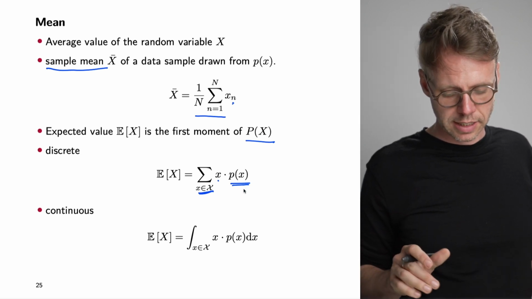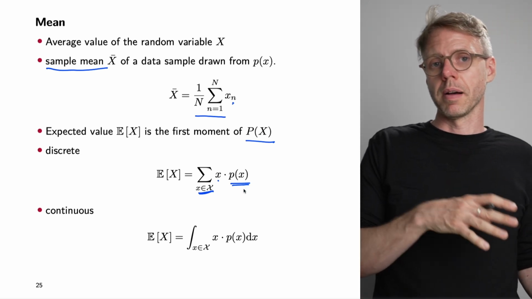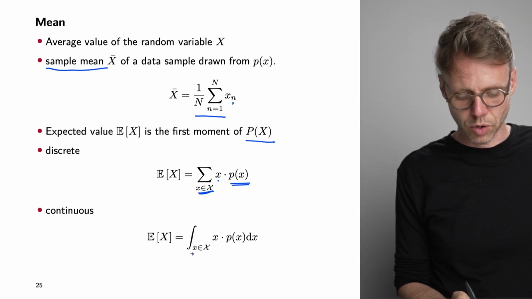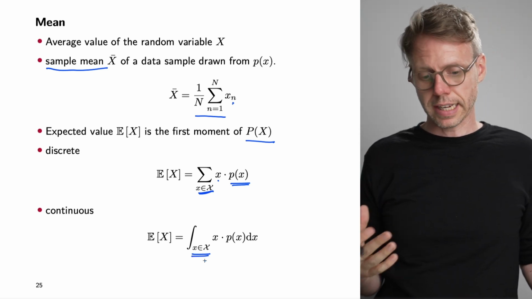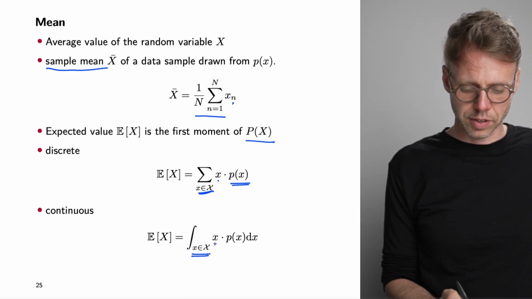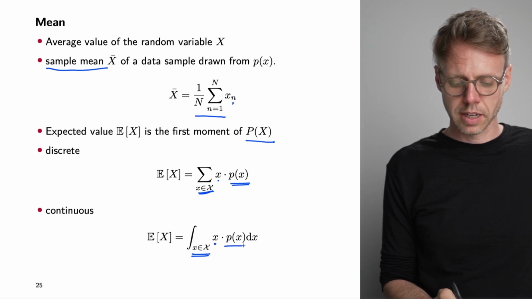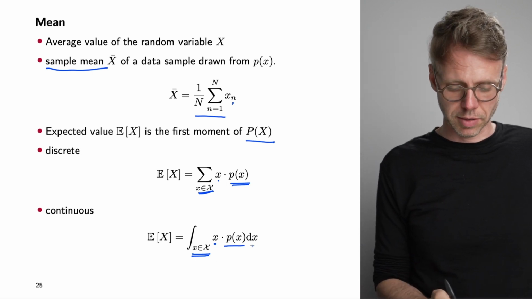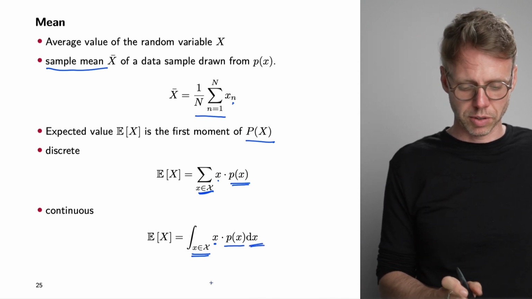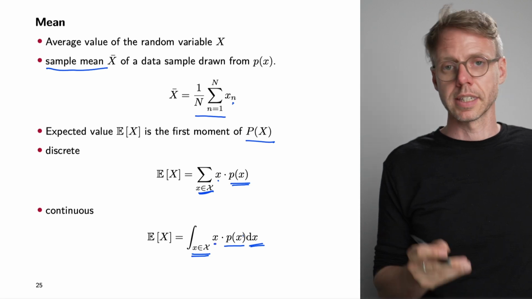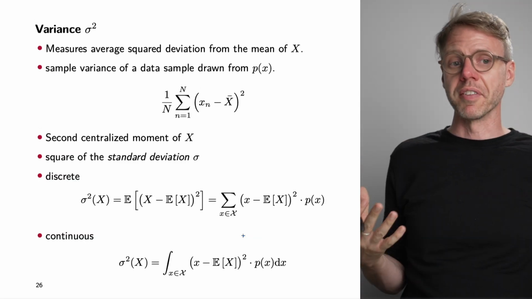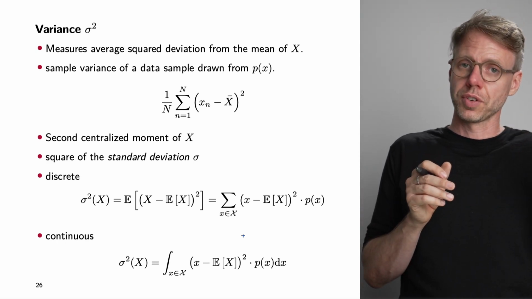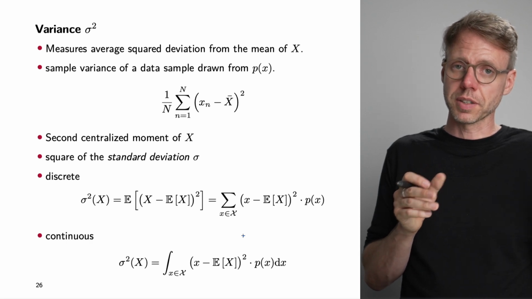In the continuous case, the sum becomes an integral. It's an integral over the value range of x, again of this value weighted by the probability density function of x. And the integral is taken over x, so it's the integral of x times p of x dx. We've also talked about the variance, which measures the average squared deviation of the values of the random variable from its mean.